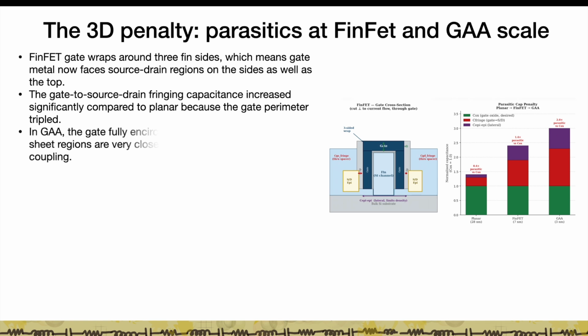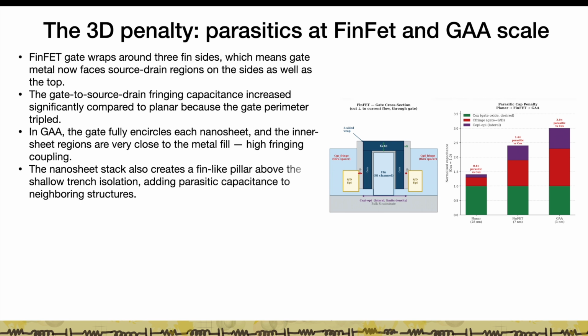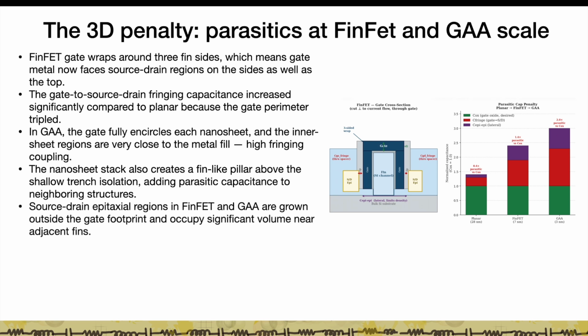In a planar transistor, the gate has one edge facing the source and one edge facing the drain. In a FinFET, the gate wraps around three surfaces of the fin. The gate source-drain fringing perimeter tripled relative to the gate footprint. The spacer fills that perimeter, and the parasitic fringing capacitance, CGS and CGD fringe, grew with it.